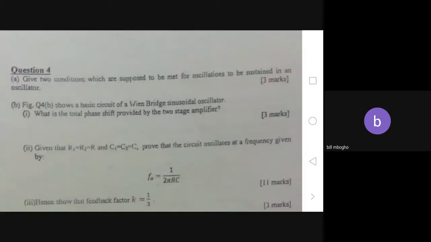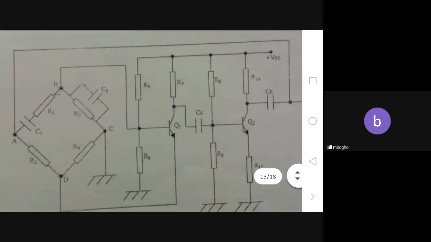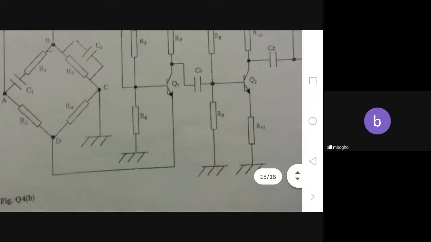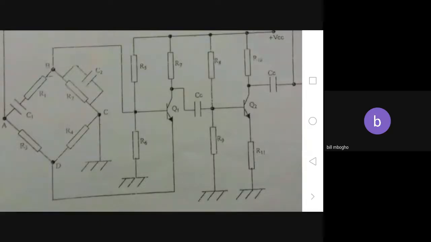What is the total phase shift provided by the two-stage amplifier? Okay, so here you can see there's Q1 and Q2, and you can see they've been separated by a capacitor CC. So this is an oscillator with a dual stage amplifier, like the one from the differential amplifier. It has two BJT amplifiers, and each BJT amplifier will always have a phase shift of 180. So the total phase shift here will be 360, because there are two. It's 180 plus 180, 360.